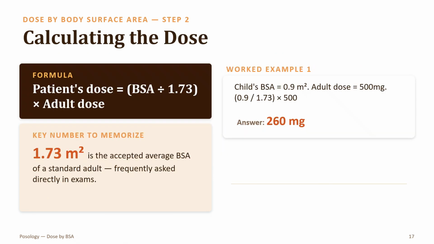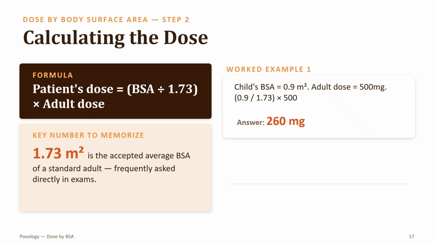Now in step 2, calculating the dose according to the body surface area. Its formula is the patient dose is equal to body surface area divided by 1.73 multiplied by the adult dose. For an example, if a child's body surface area comes to 0.9 meter square and the adult dose is 500 mg, then putting values in the formula, it comes to 260 mg.